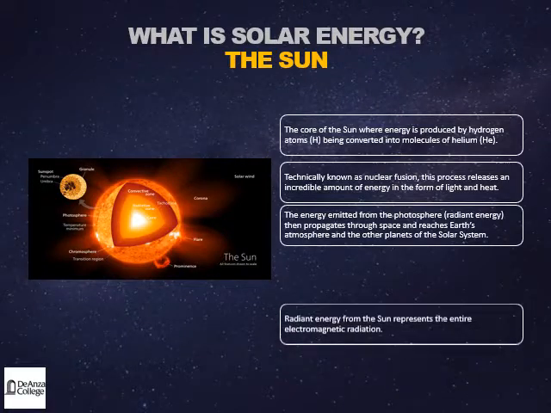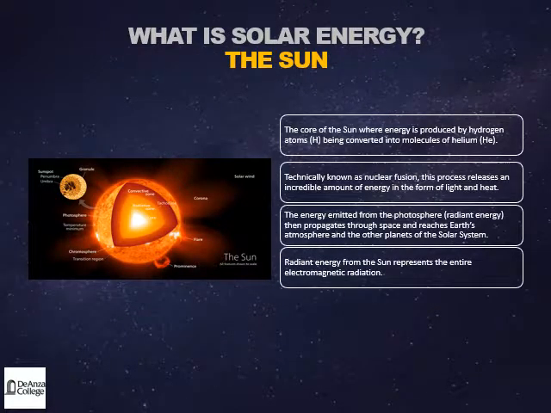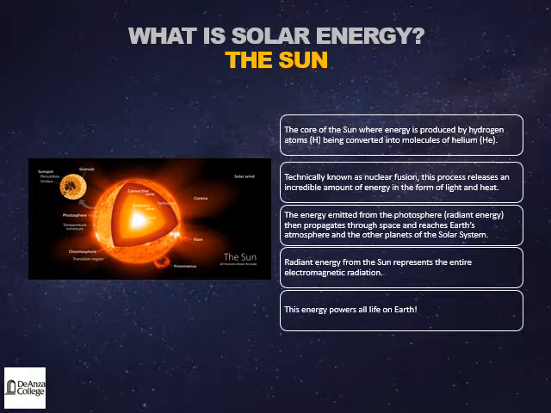planets of the solar system. The radiant energy from the sun represents the entire electromagnetic spectrum, such as the light that we can see, ultraviolet, X-rays, and radio waves. So this energy empowers all life on Earth.